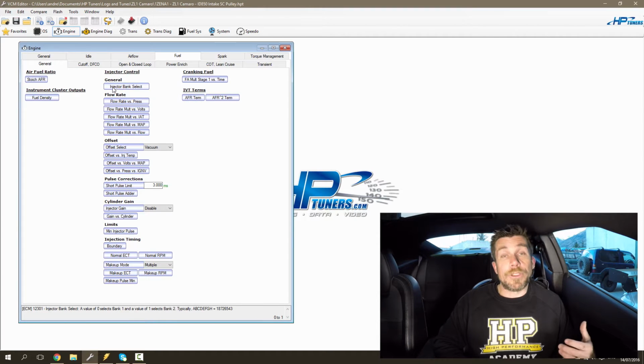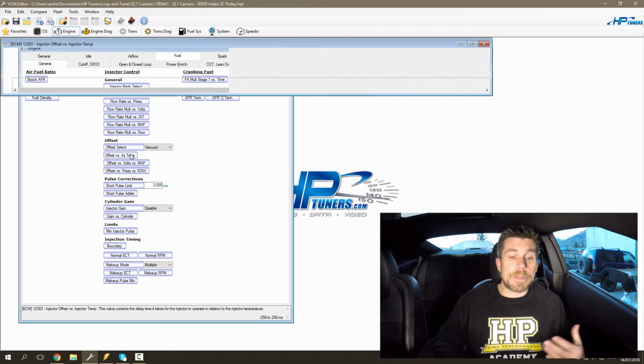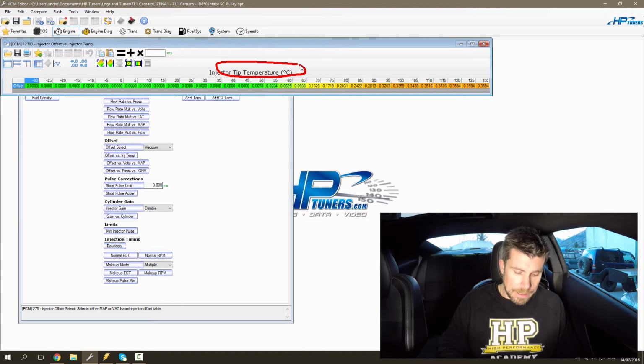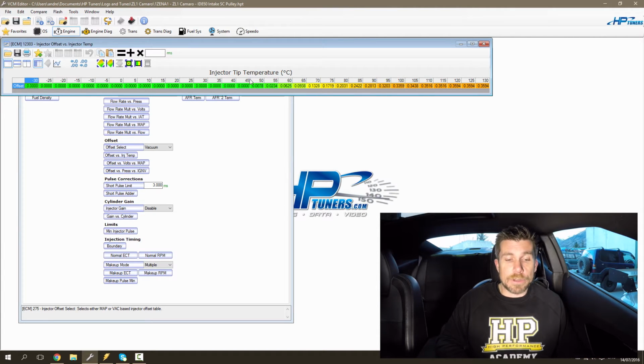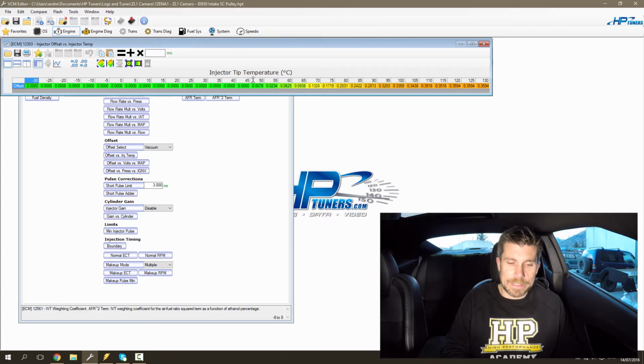If we go to our Fuel General tab in the VCM Editor software, you can see under Injector Control, we have a table called Offset versus Injector Temperature. If we open up this table, we can see we have a two-dimensional table relative to injector tip temperature. Now, the important point is that up to about 45 degrees centigrade, this table is filled with zeros. Essentially, it's having no effect.